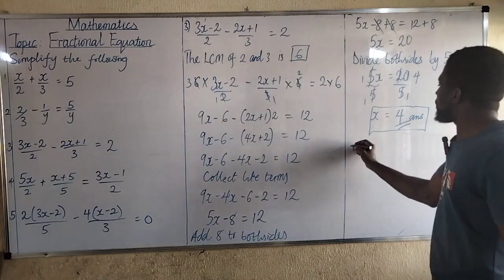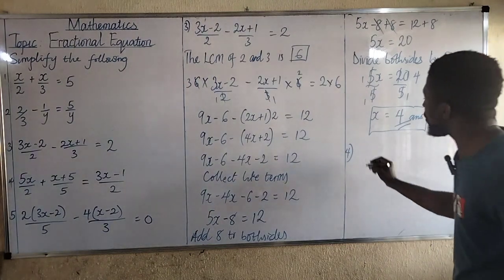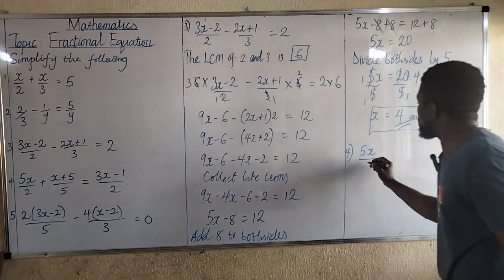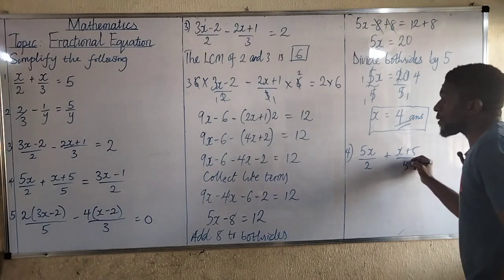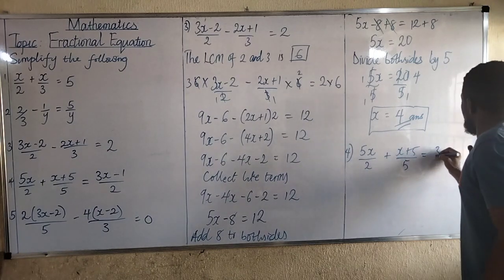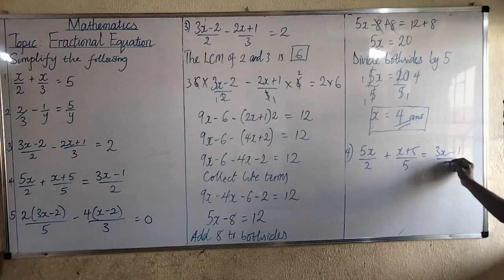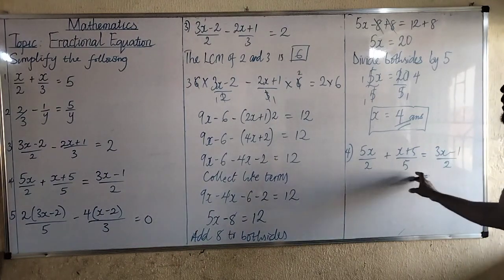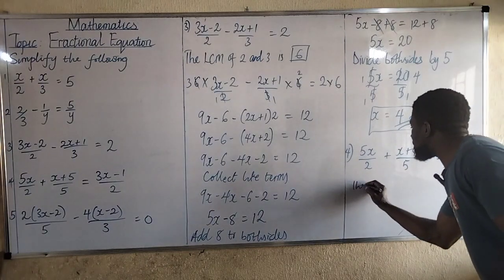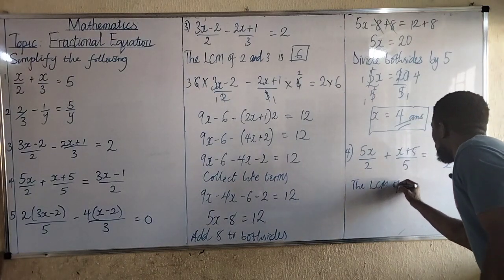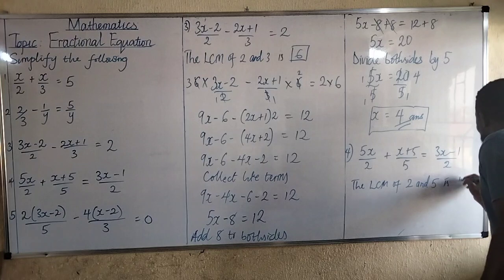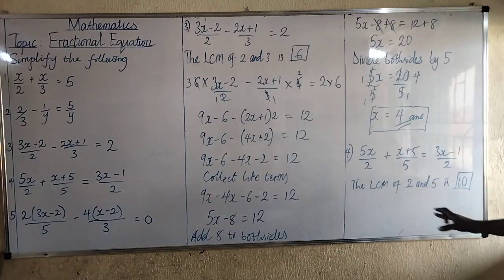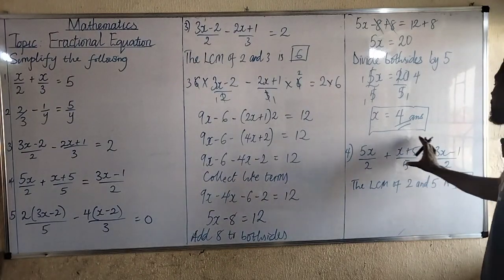Question number 4 says we should solve 5x/2 + (x + 5)/5 = (3x - 1)/2. You know how we do it? We get the LCM of the denominators. The LCM of 2 and 5 is 10. So 10 is the common number that 2 and 5 can divide. We're going to use this LCM to multiply each of these fractions.